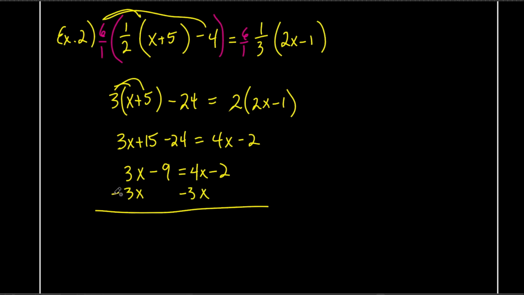I could have put the 4x over here on the left-hand side, but then I would have gotten 3x minus 4x is negative 1x. Then I have to get rid of a negative. I'd just rather not have to do that. But you could do it either way, and it would work just fine.